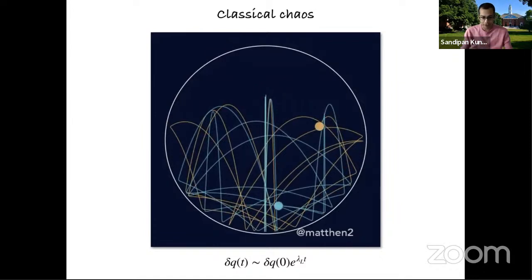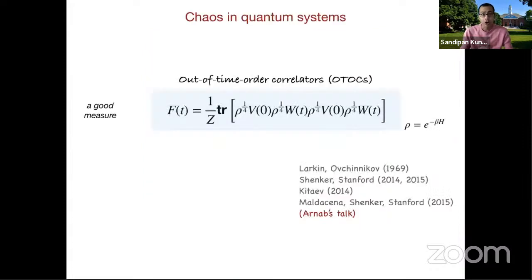So this is classical chaos. Nearby trajectories diverge exponentially fast in time. On the other hand, quantum chaos is a lot more subtle, mainly because our classical intuition of chaos does not work anymore. In physics, whenever we want to have a quantitative understanding of any concept, the first thing that we need to figure out is the right observable.